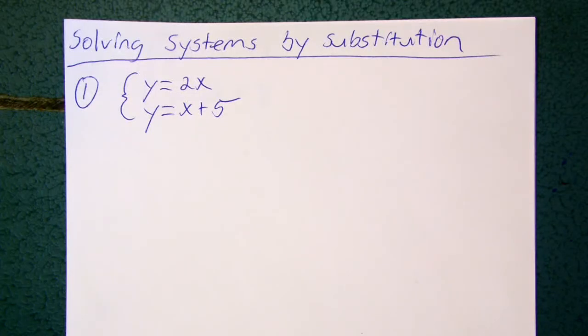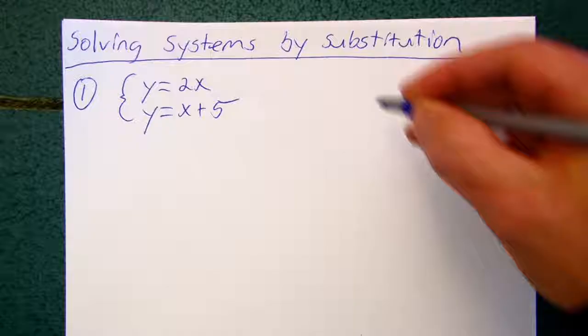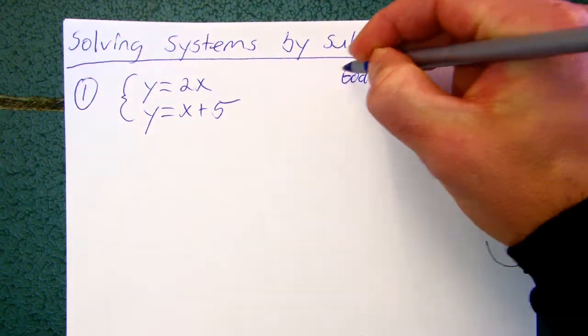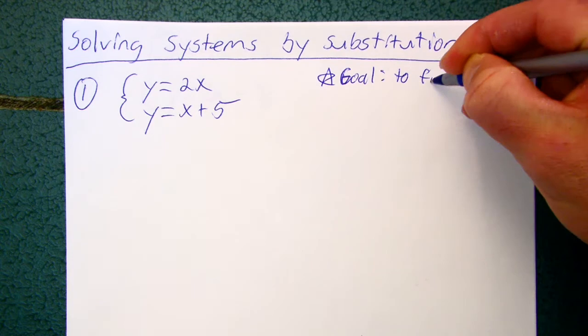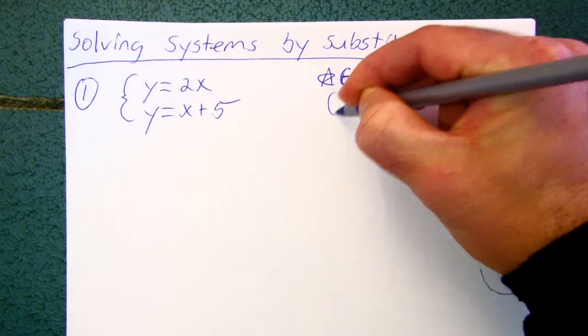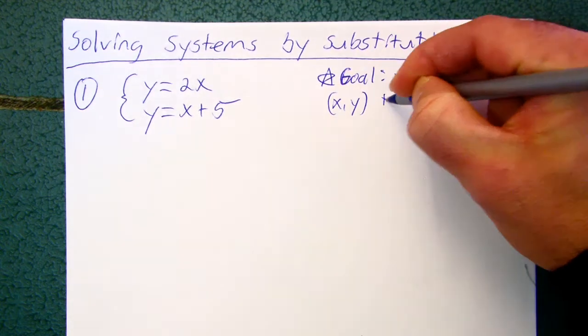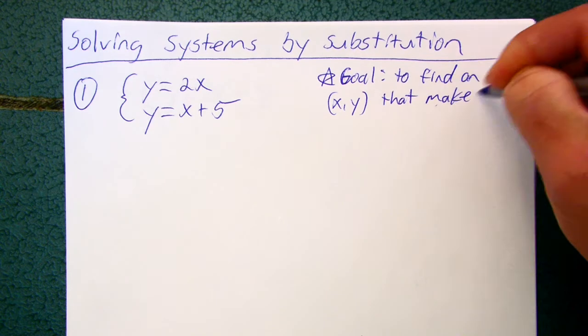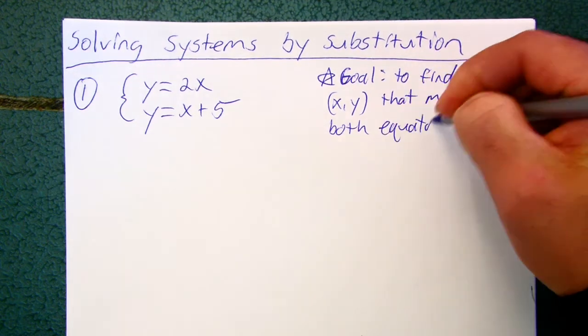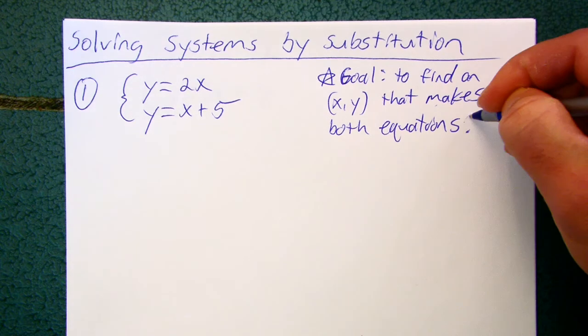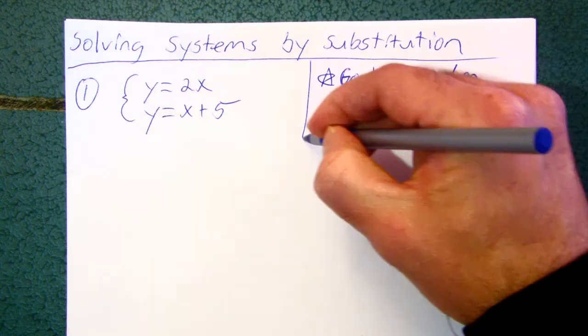All right, so we're working on solving systems by substitution here. So this is our second method for solving a system of equations. And again, our goal in the end is to find an XY pair that makes both equations true. Okay, so that's the thing you want to keep in mind as we're working through all these, is that our goal is to find an XY pair that makes both equations true.